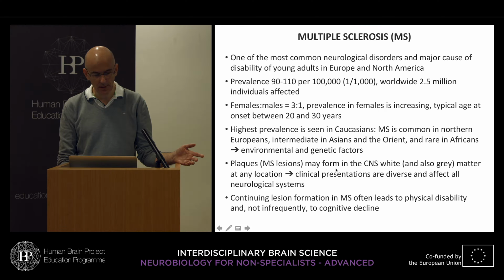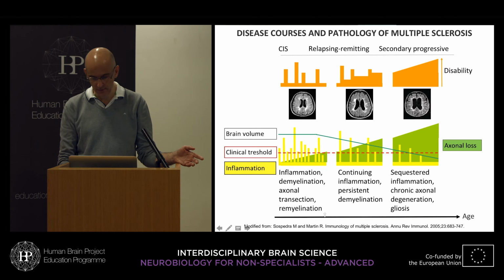MS plaques or MS lesions may form in the central nervous system white matter, but also in the gray matter at any location. Therefore, the clinical presentations of the disease are diverse and affect all neurological functions. The continuing lesion formation in this disease often leads to physical disability and also not infrequently to cognitive decline.